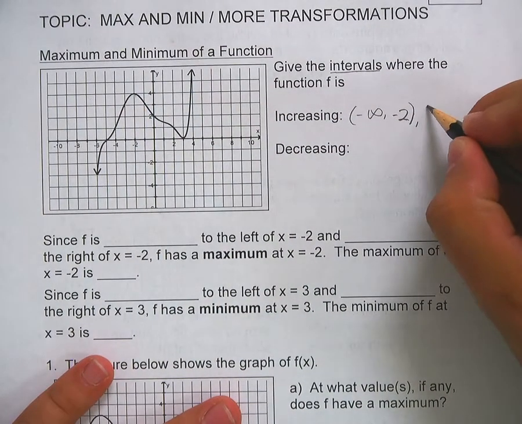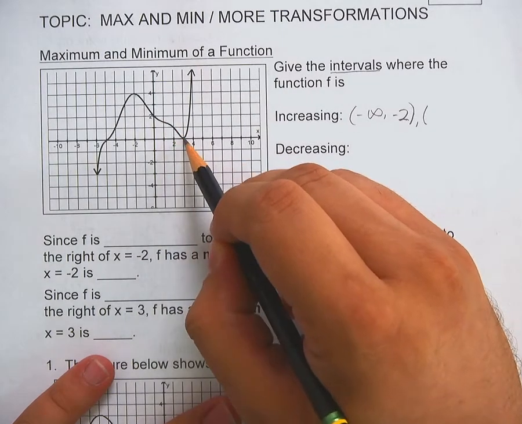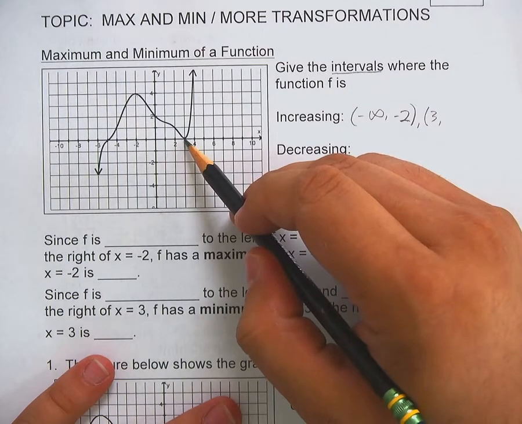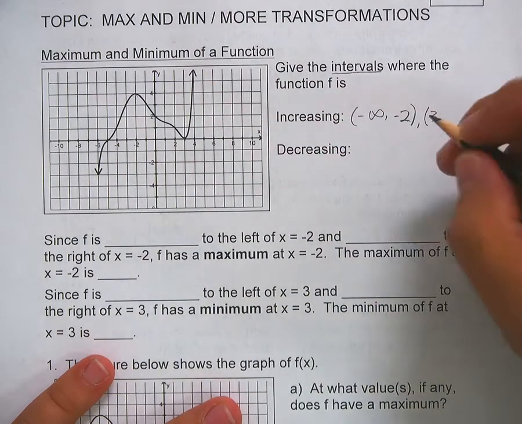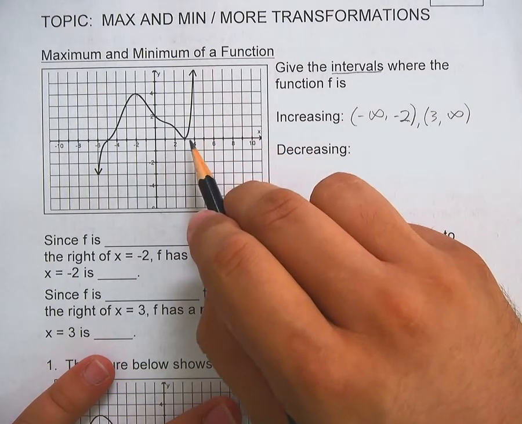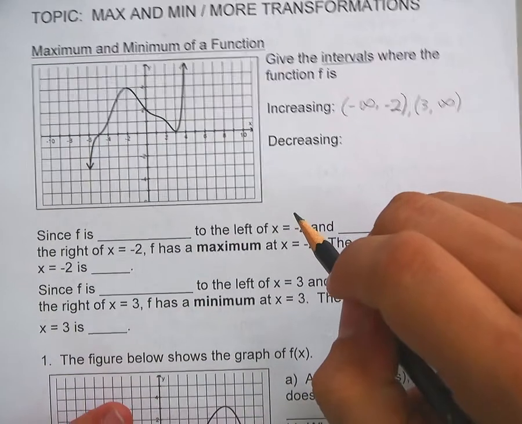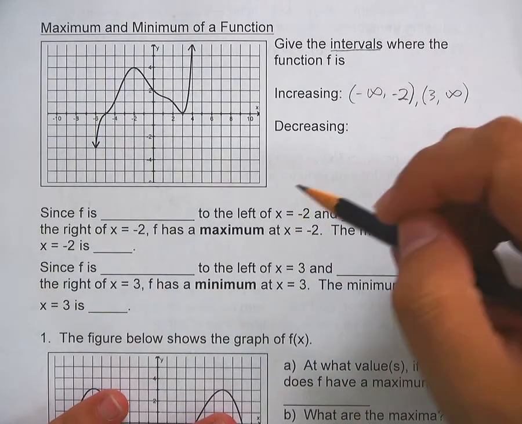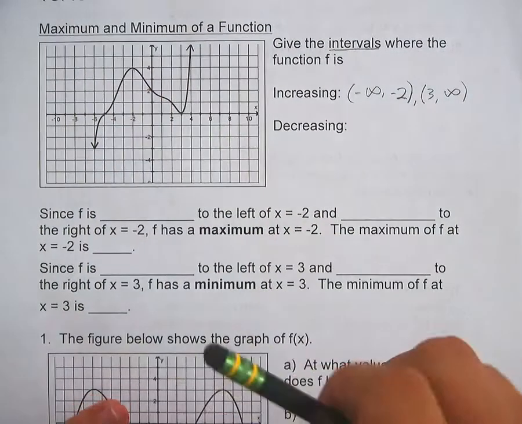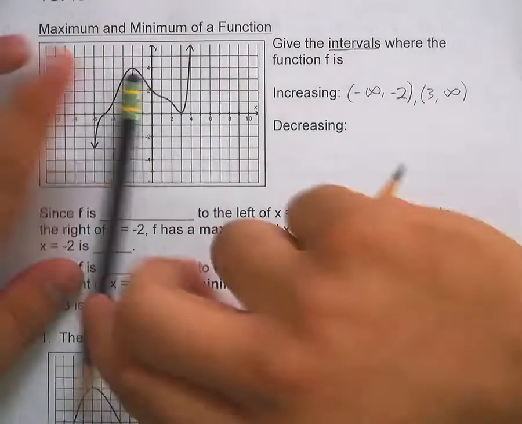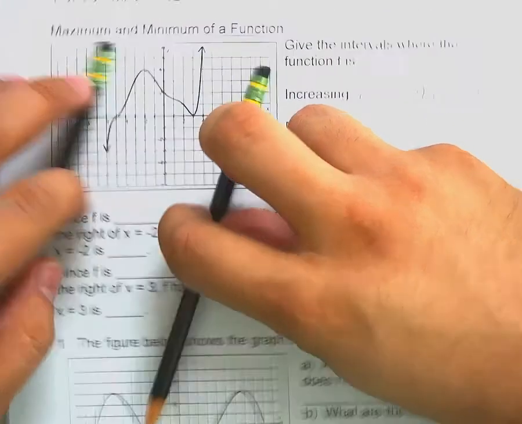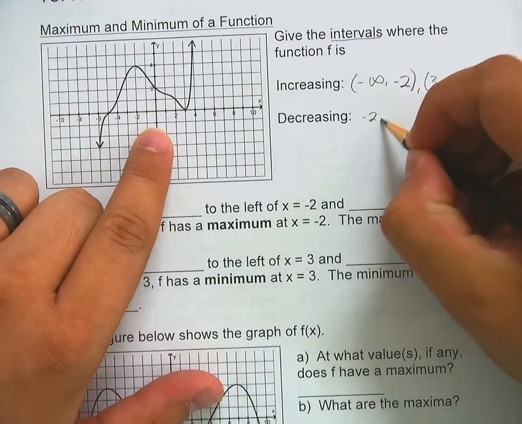And then we can start up again. Where does it start going uphill again? Right here at 3. Not touching 3, but right there at 3. And then going over there to positive infinity. It's going to keep going right. And so it's only decreasing in one spot. Where is it decreasing? Right here. What's the interval for this section of line? Well, it goes from here to here. What are those values? From -2 to 3.